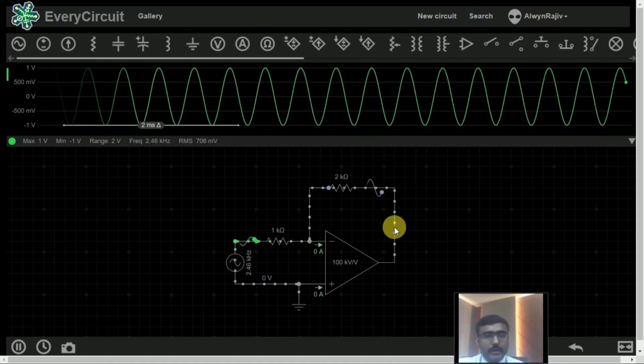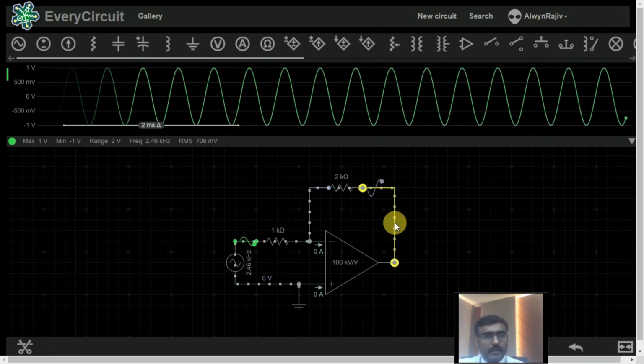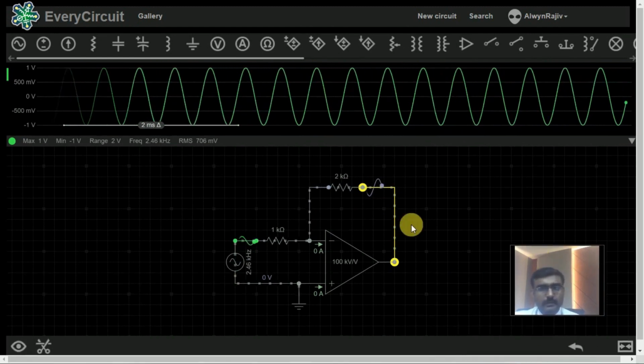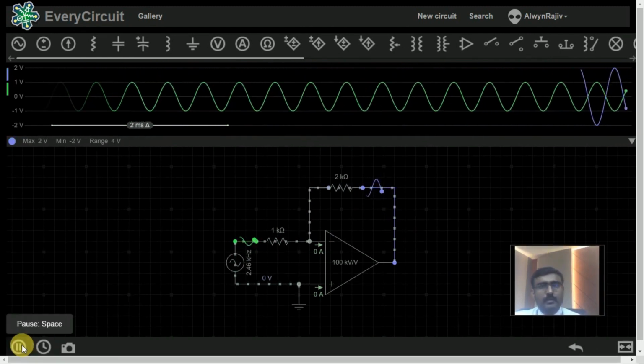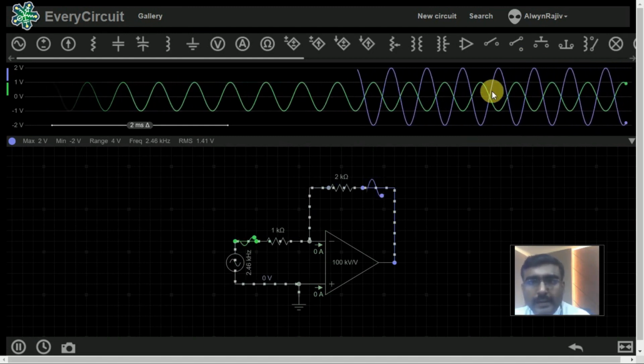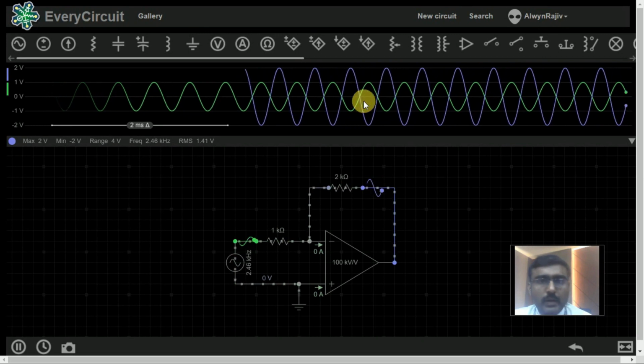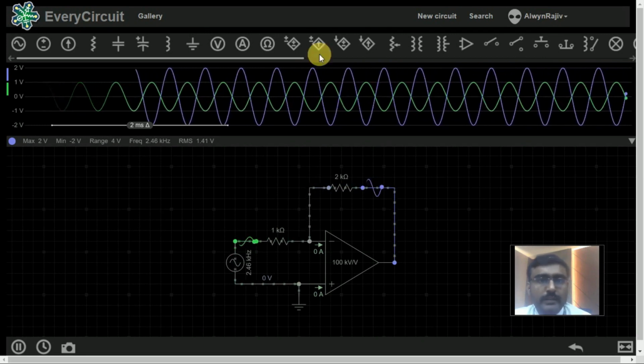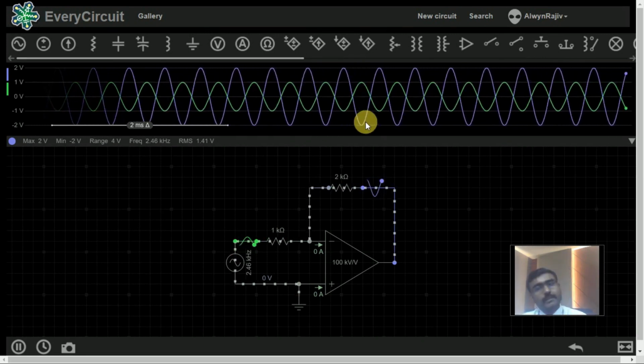Okay. Now I am going to look. Yes, this is my output. The blue line is our output. The green line is our input. The input becomes 1 volt. The output becomes 2 volt. This is the inverse of our input signal. Okay. Thank you.